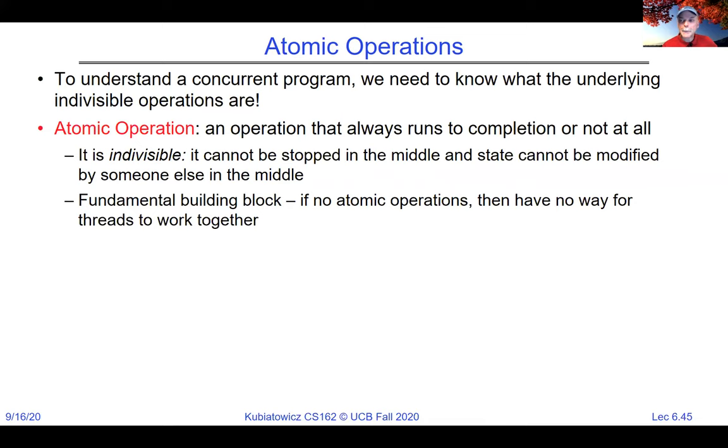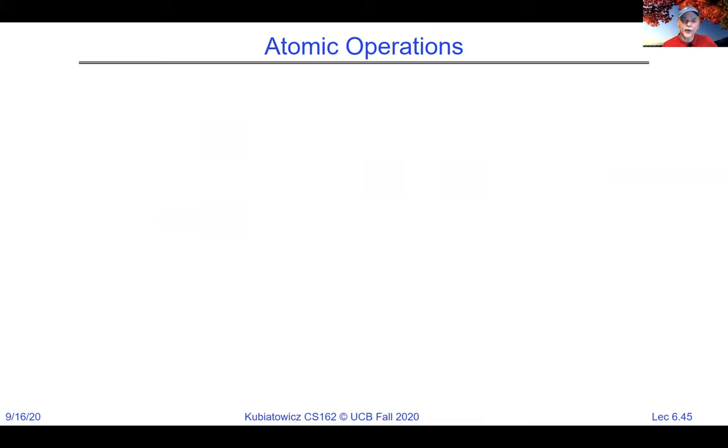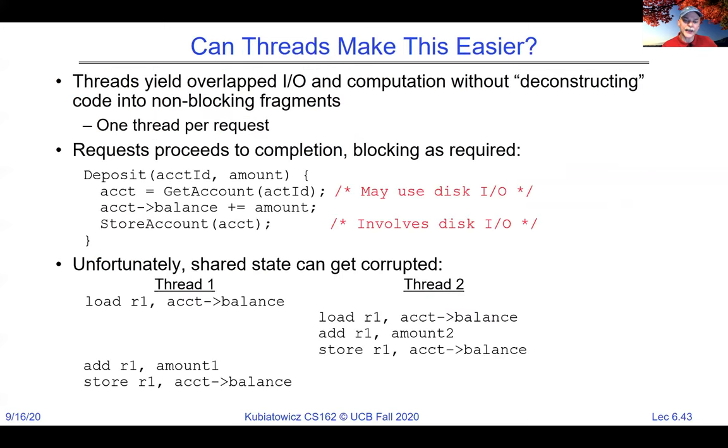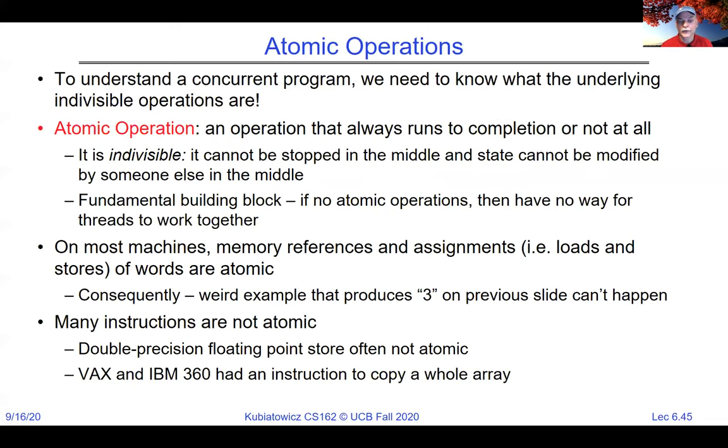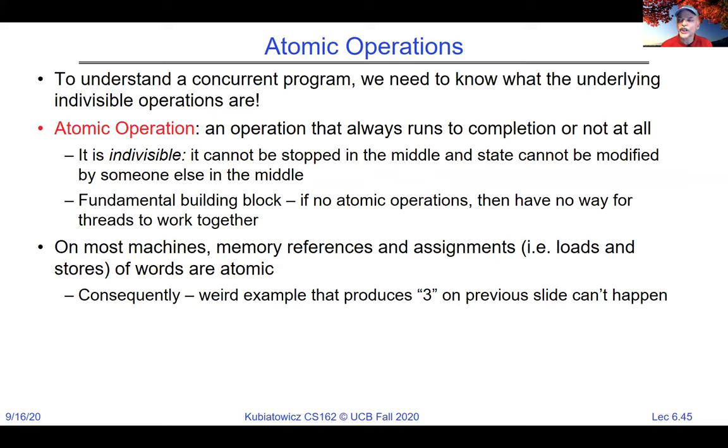So notice that what we really wanted to happen back here in the bank case is we wanted this get account, add to account, store to account to be atomic so that it couldn't be interleaved. And so that's our atomic operation that we really want. And on most machines, memory loads and stores are atomic. The weird example that I gave you that gave 3, I have never seen that. That's an amusing thing to think about.